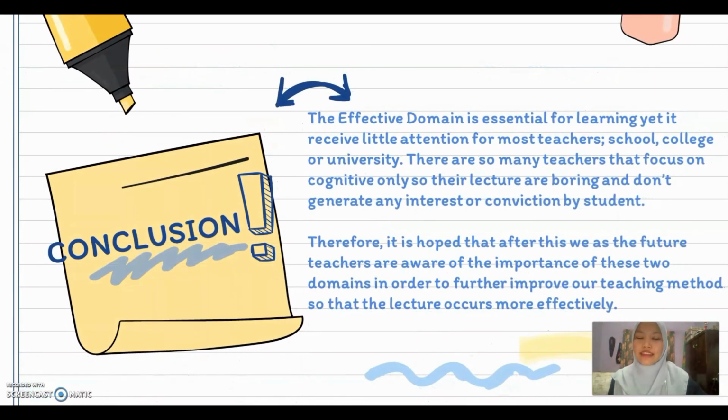For the conclusion, the affective domain is very important in the learning process, but it receives little attention from most teachers, whether from school, college, or university. There are so many teachers that only focus on the cognitive domain, so their lectures seem a bit boring and don't generate any interest in students. Therefore, it is hoped that after this presentation, we as future teachers are aware of the importance of these two domains and will improve our teaching method so that the lecture occurs more effectively.